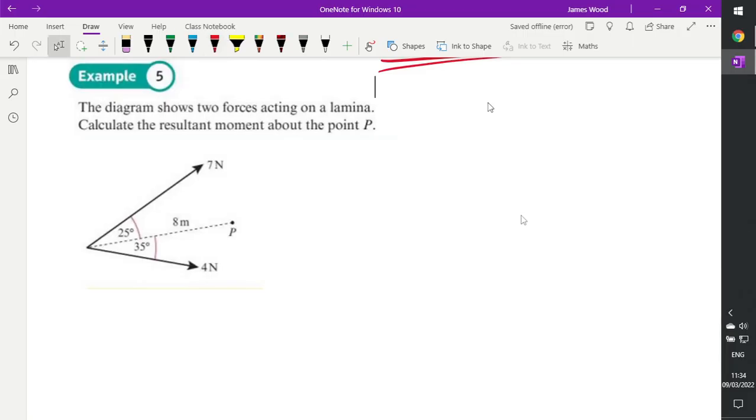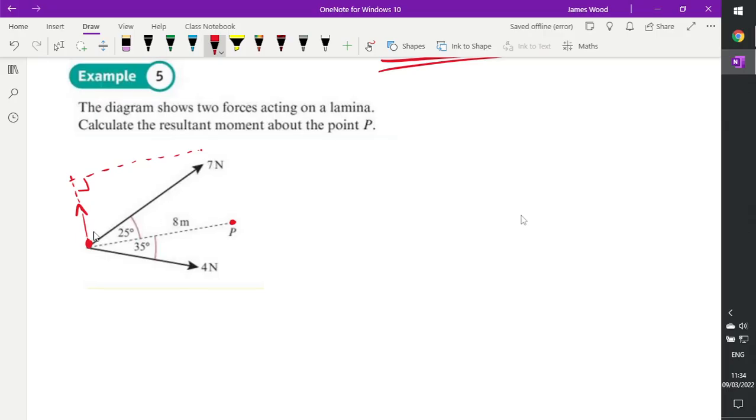Okay, so again, we've got another laminar, and it's rotating about this point P. So we've got a force of 7 newtons, which is a distance of 8 away, and we've got a force of 4 newtons, which is also a distance of 8 away, and they're obviously at different angles. Now what I might do here is actually resolve the forces like this to make it more obvious, because they act at this point here. So maybe that makes it a bit more obvious. Okay.